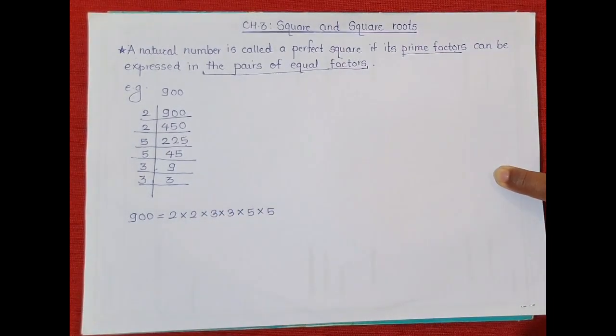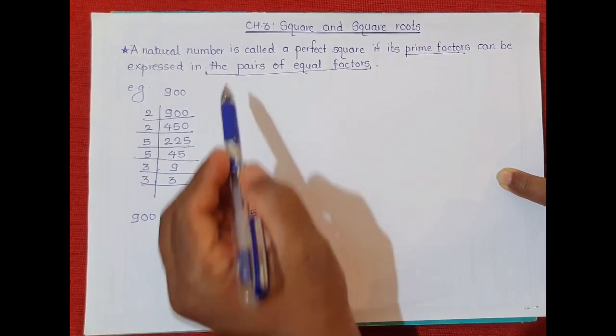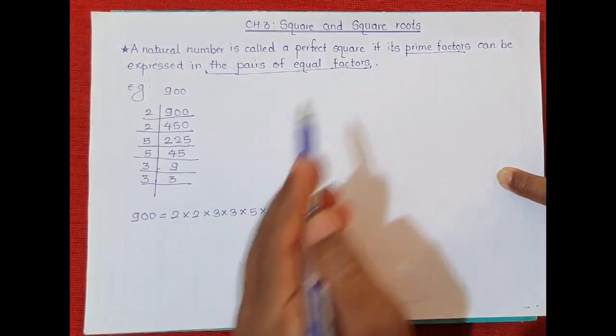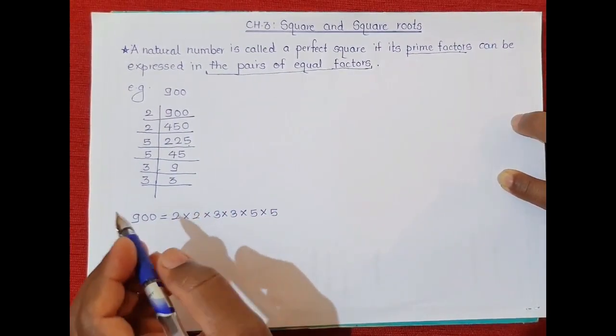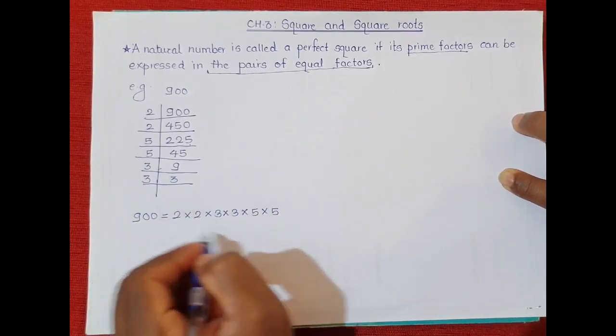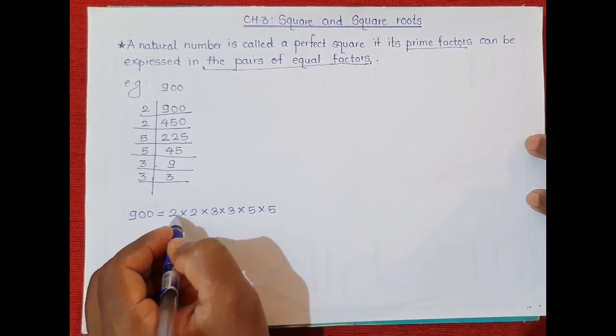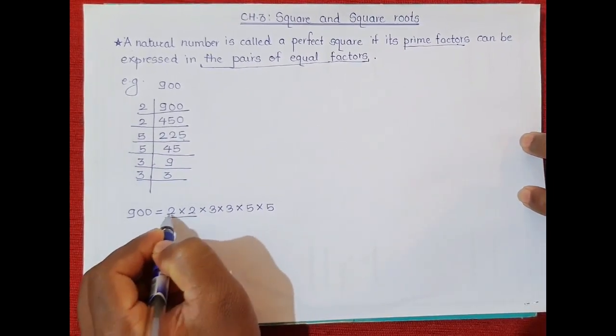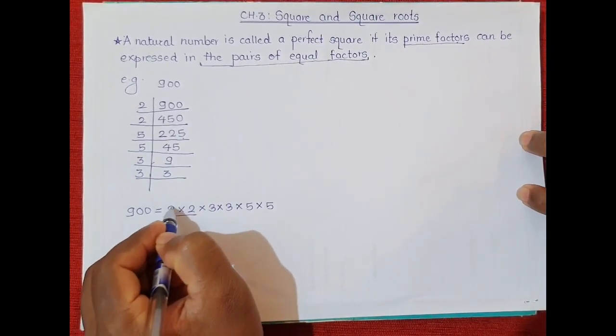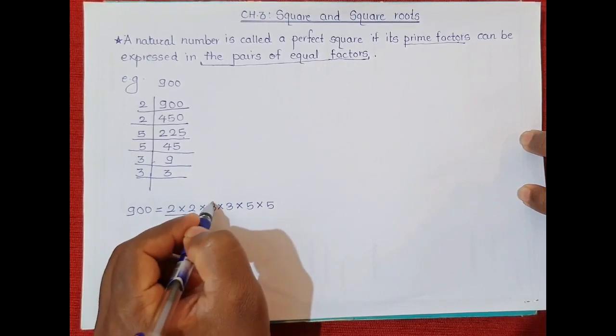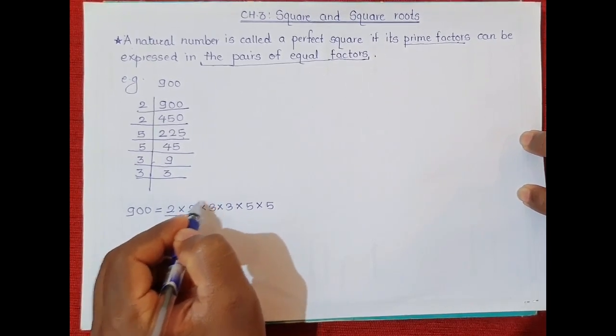Now see here. Now you will come to know the meaning of this phrase, the pairs of equal factors. So see, if you observe the prime factors of 900, they are in this way, 2 into 2. So this is one pair of equal factors. Equal factors means, 2 and 3, it is also a pair of prime factors, but they are not equal.